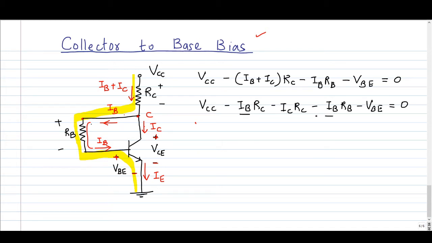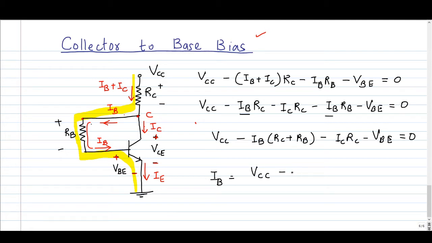Now combine these two terms. So it is VCC minus IB into (RC plus RB) minus IC RC minus VBE equal to 0. Now what is IB? If I rearrange this equation, I can write the expression for IB. IB is VCC minus VBE minus IC RC, divided by this coefficient, RC plus RB. Now we can comment on the performance of this circuit against temperature variations using this expression.